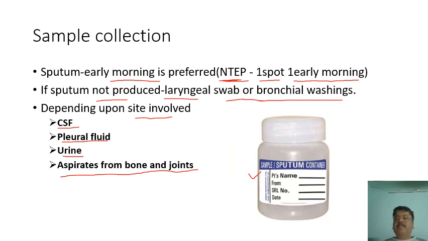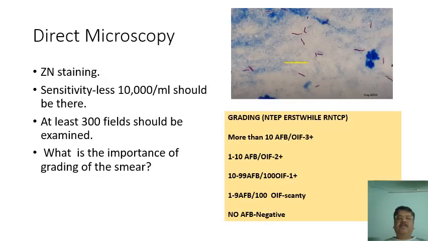And it should not be saliva. So the proper instruction should be given to the patient so that the proper sample is obtained. The quality of specimen is very important for the appropriate diagnosis of tuberculosis. Then direct microscopic examination.